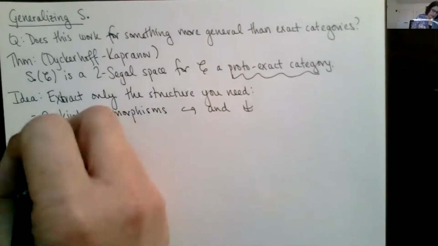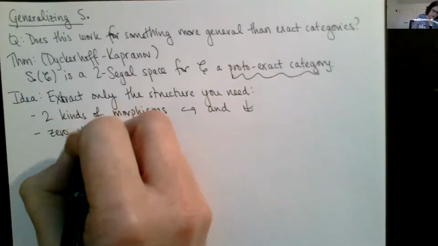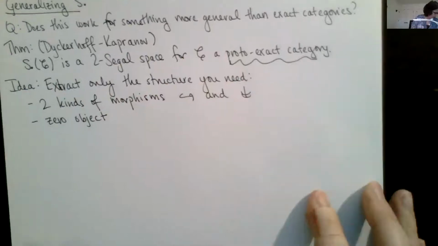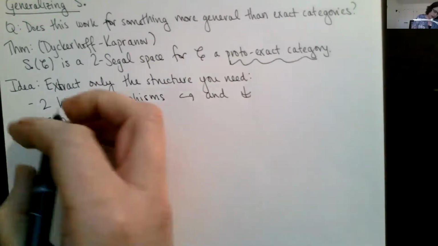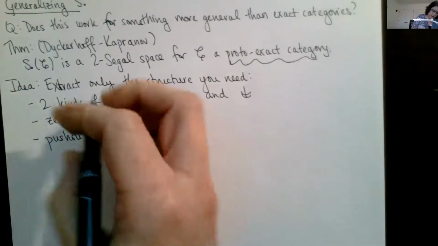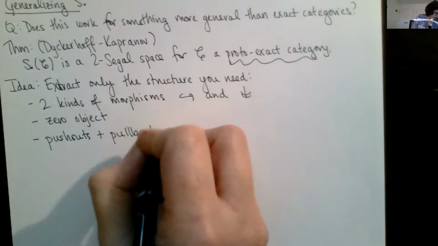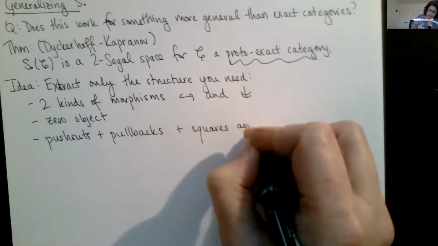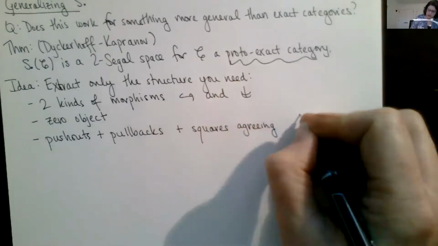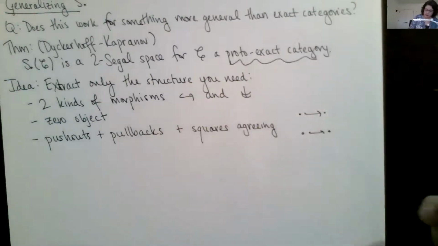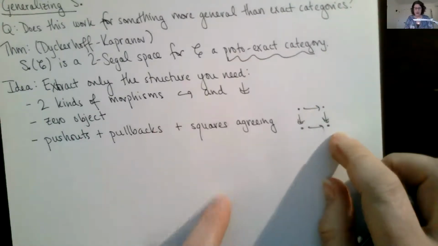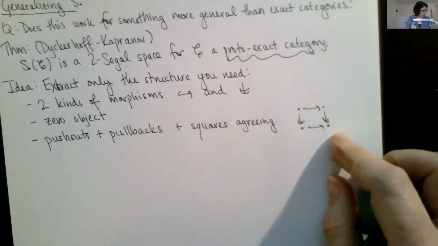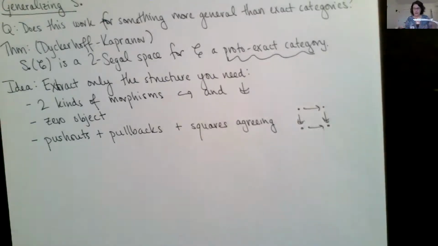You need to have a zero object, since we wanted to have that specified along the diagonal, and then you need to have pushouts and pullbacks and squares agreeing when they're of that form. So when you have a square where the horizontals are given by monomorphisms and your verticals are given by epimorphisms, you want one of those squares to be a pushout if and only if it's a pullback. And so they basically axiomatize that structure and say, okay, that's what it means to be proto-exact.